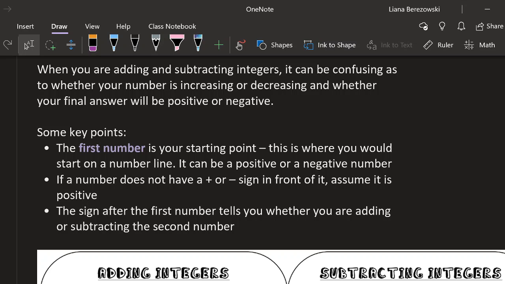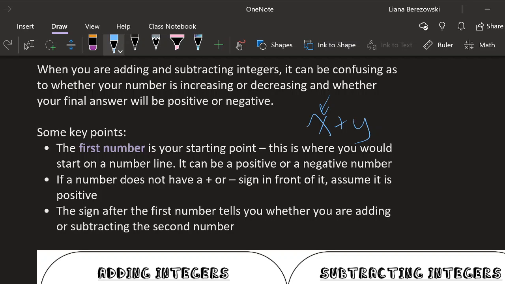So some key points we want to point out. The first number in your equation or your operation is your starting point. So if you had, say, some number plus some number, x plus y, this x would be your starting point if you were using a number line. So whether it's a positive or a negative number, that first number is going to be your starting point on a number line.